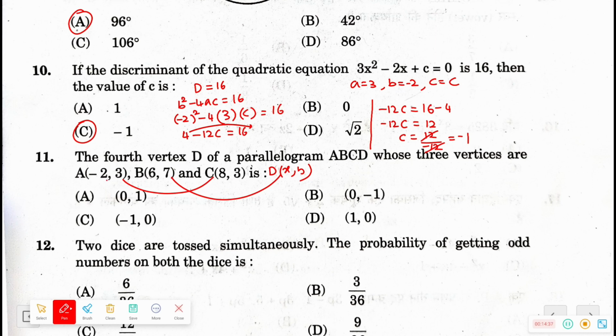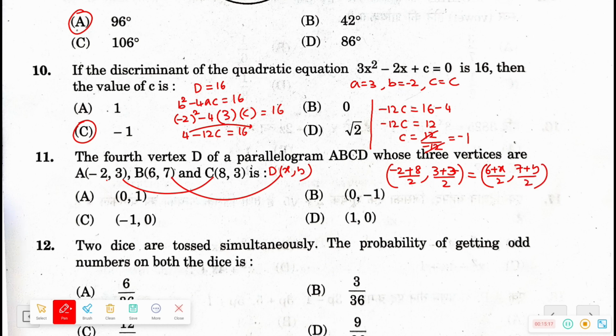So midpoint of AC is what? Minus 2 plus 8 by 2 comma 3 plus 3 by 2. You have to equate these two. Okay, minus 2 plus 8 by 2, 3 plus 3 by 2 is equal to b and d. We have to take b and d. 6 plus x by 2 comma 7 plus y by 2.